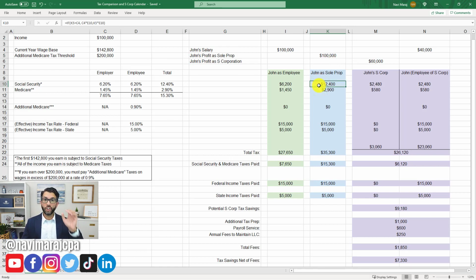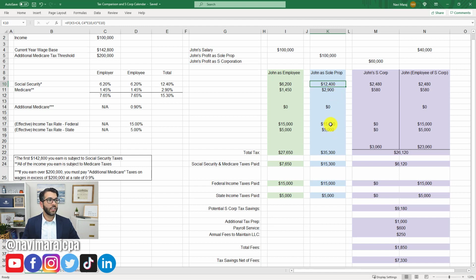Well, guess what? John is now the employer and the employee, all right? So he pays both sides of the Social Security and Medicare tax, all right? So he now pays $12,400 in Social Security and $2,900 in Medicare tax. You see some of the asterisks here. You can pause your video player and give those asterisks a read. It should make perfect sense. All right. So John pays both sides, right? 12.4 plus the 2.9. That's 15.3% in Social Security and Medicare taxes.